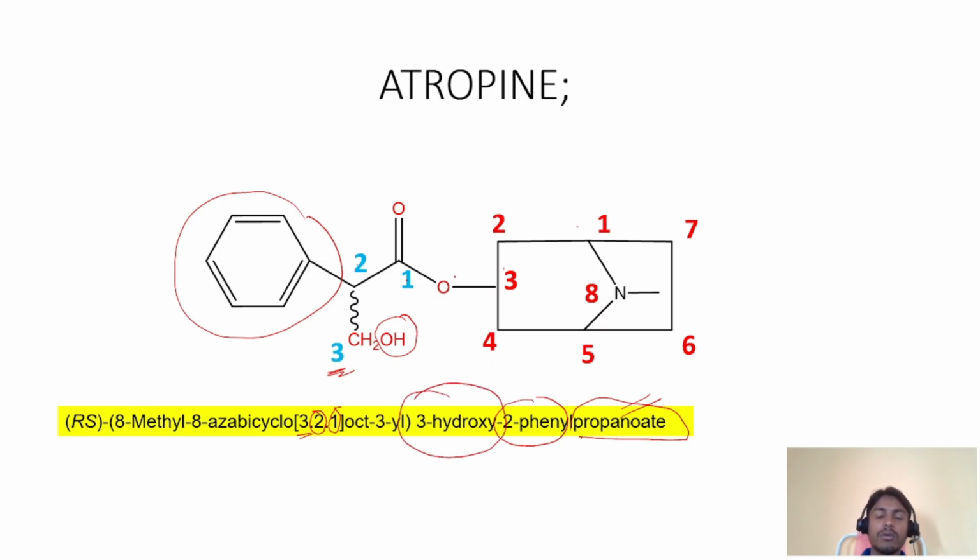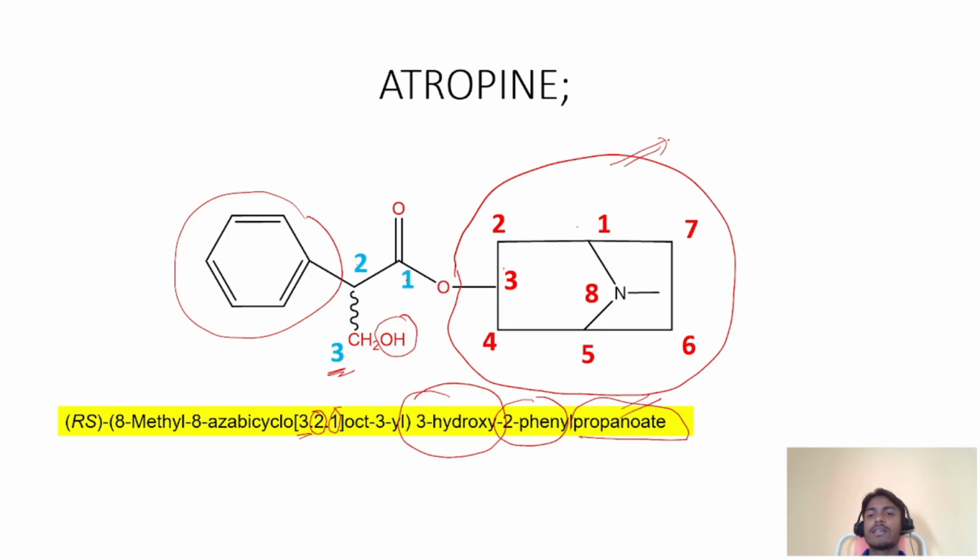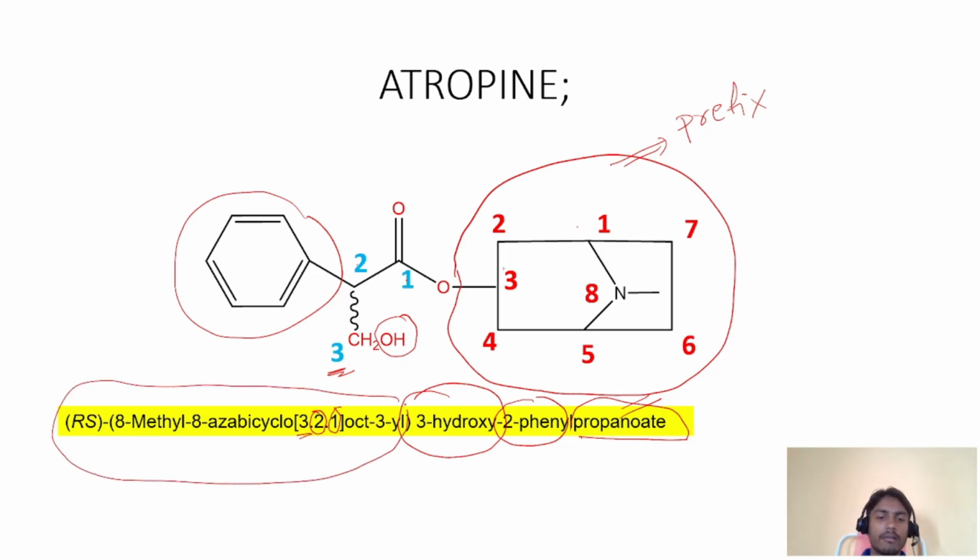If any group or substituent is present on the oxygen hetero atom, we can consider this as a prefix. Prefix means we need to write it at the starting. Then how can we write this prefix? See, 8-methyl. At the 8th position, what is there? A substituent, that is a methyl group. Next, at the 8th position, what is there? Aza group is there, means nitrogen is there, 8-aza.